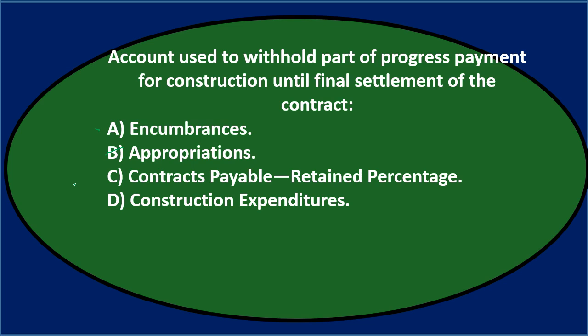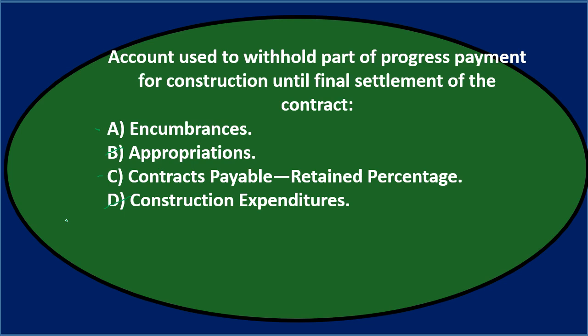C says contracts payable retained percentage, and that again sounds kind of appropriate. We're going to retain a percentage, keep a percentage. And then D says the construction expenditures. That's going to be an expenditure, like an expense type of account, so I don't think it's going to be a normal expense type of account if we have a holding account. So between A and C, let's go through it again.